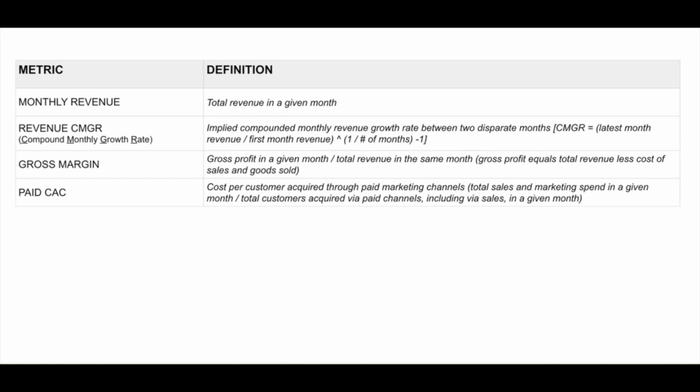The next is e-commerce. E-commerce is fairly simple. You're selling a product online under your brand. Metrics to test for an e-com platform: your monthly revenue, which obviously is the total revenue in a given month, your revenue CMGR, which is compound monthly growth rate, how many users are actually joining your portal, and how much is your average ticket size. Gross margin is how much of the transaction is actually your net revenue. And the fourth is your paid CAC, which is your cost to acquire a customer.